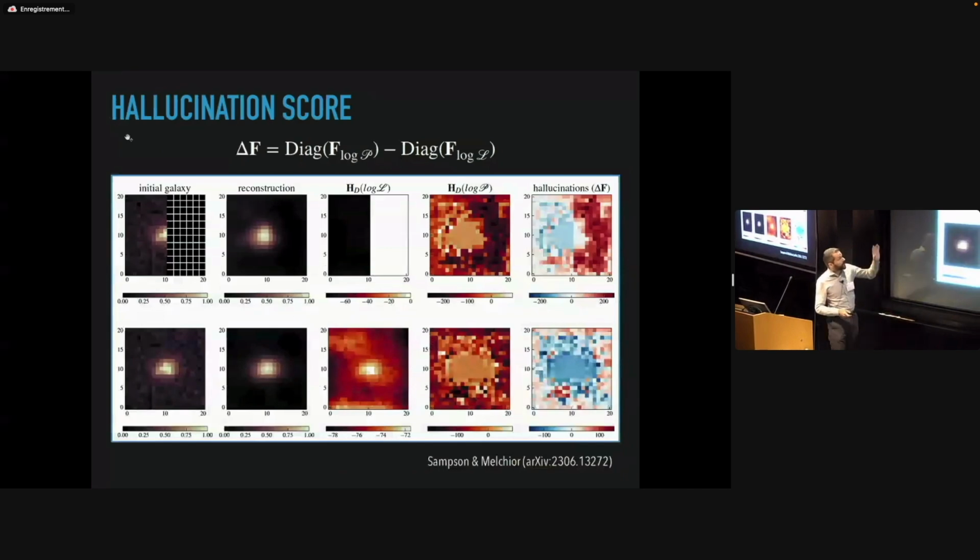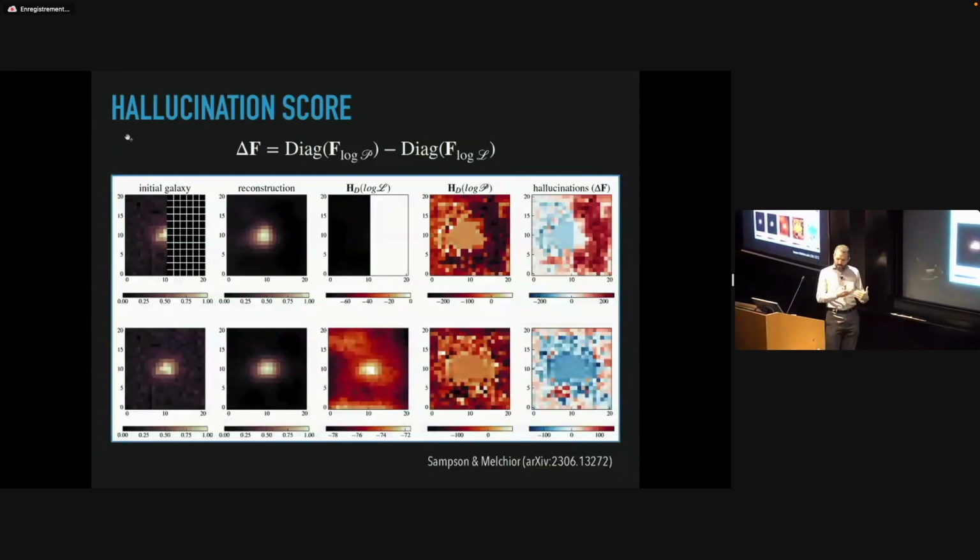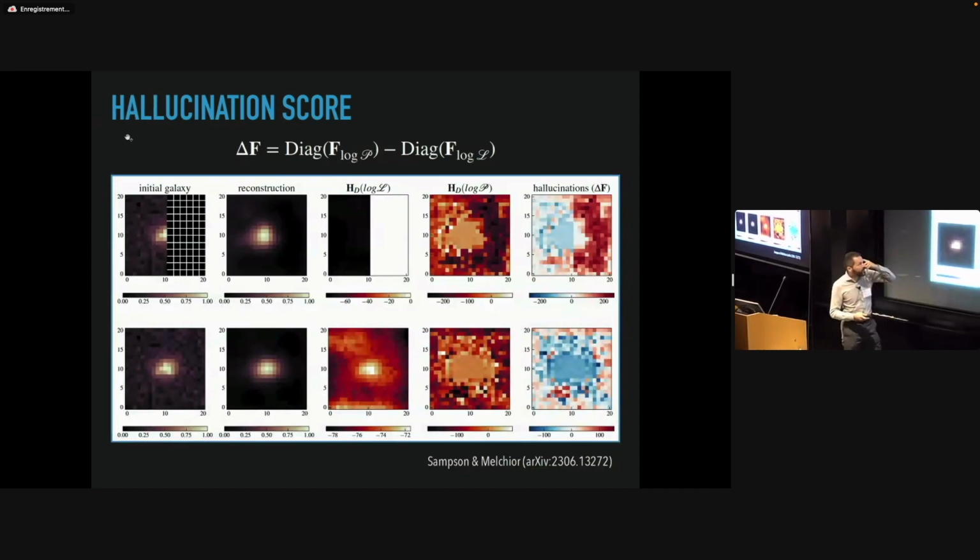Now, here's a question that you might ask, namely, how much information do we actually get from the prior versus how much do we get from the data itself, from the observation itself? And so we came up with this idea of computing the Fisher matrix for the likelihood and the Fisher matrix for the prior separately and compare them to each other.